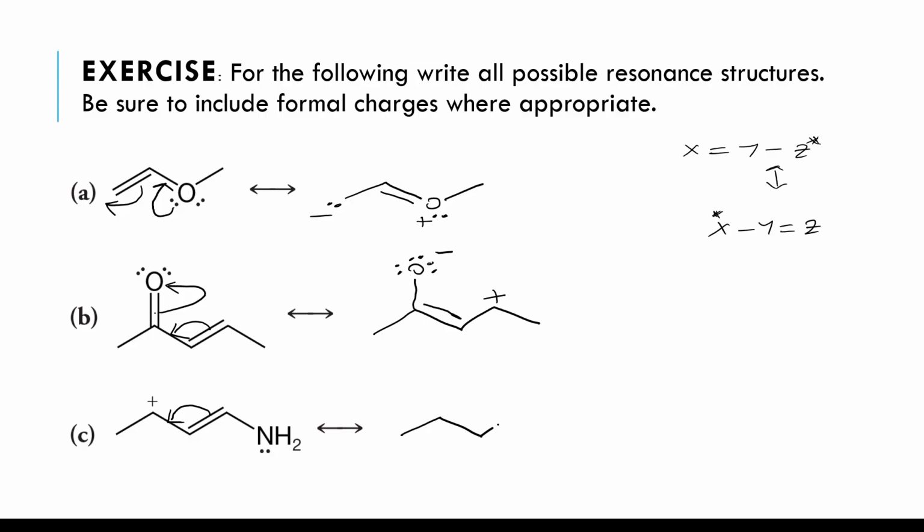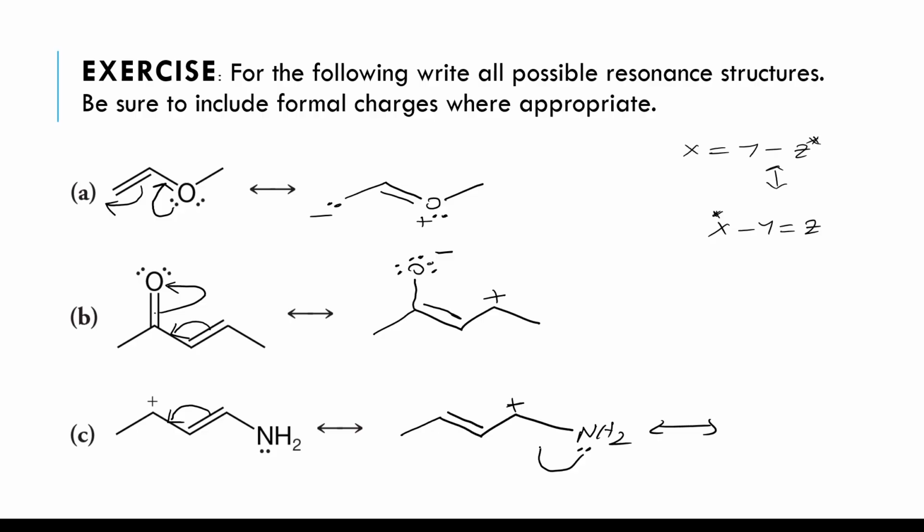Let's write all the structure again. So the pi bond should move here, and the positive charge should move here. So that's the first resonance form. Then another resonance form we can write from the second structure. I can shift this lone pair on nitrogen to make a pi bond between carbon and nitrogen, because the carbon here has an incomplete octet. It can accept the pi bond.